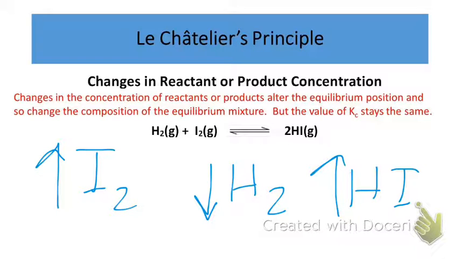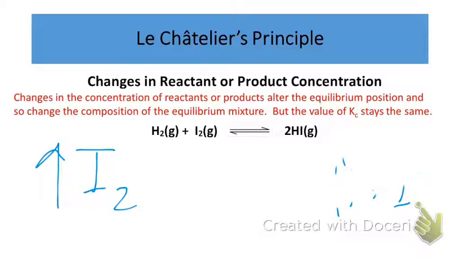Now, we also should see that the hydrogen concentration is going to also drop down a little bit from the added amount that we actually added. Okay? So, wait a minute. What about product, though? What if I add more product? What do you think is going to happen?